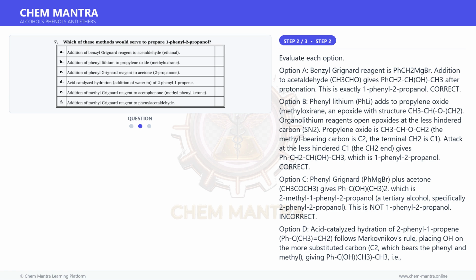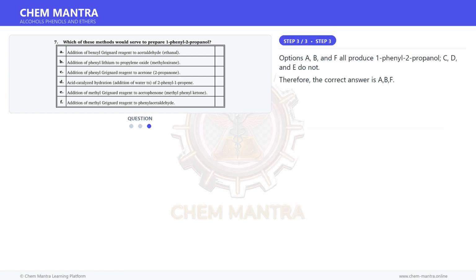Option F, methyl Grignard, CH3MgBr plus phenylacetaldehyde, PhCH2CHO, gives PhCH2CH(OH)CH3 after protonation. This is exactly 1-phenyl-2-propanol. Correct.